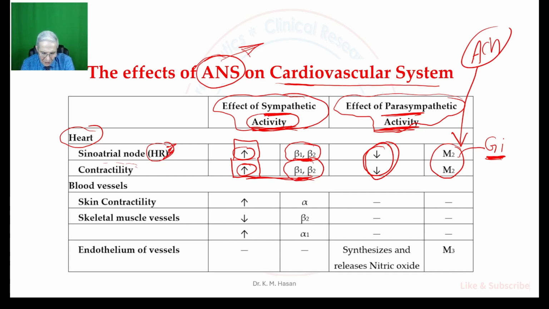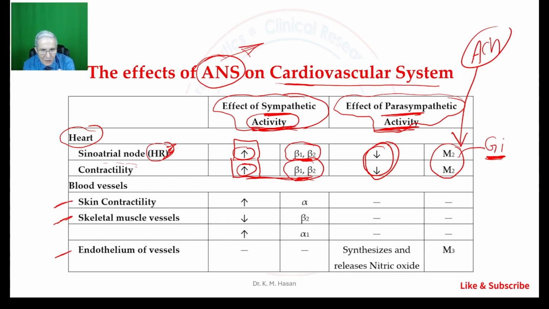Okay, this is in the heart. Moving to the blood vessels. In the blood vessels, here we have different types of blood vessels. We are speaking about the skin blood vessels, the skeletal muscle blood vessels, then we have the endothelial blood vessels. So we talk about three types of receptor in the skin, skeletal muscle, and endothelial vessels.